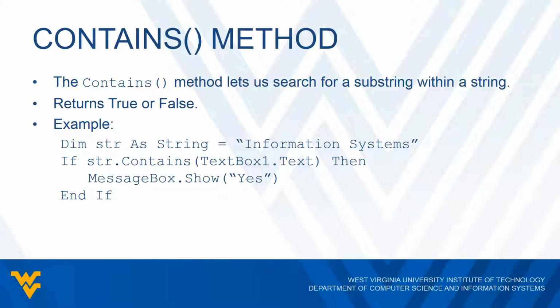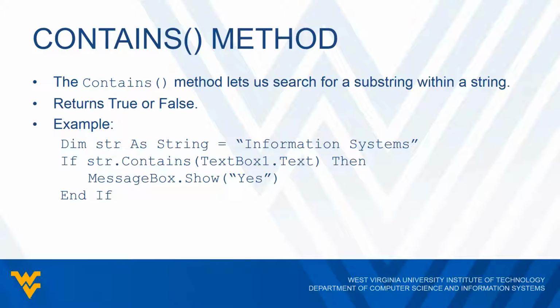So let's take a look at a simple example of how we would use this method. Let's say we have the following code. We have a string variable that has the string information systems, and then we have an if-then statement that calls the contains method. Here we have some text box, which we call TextBox1, so we're going to have the user enter some text that's going to get stored in the text property of TextBox1. If whatever the user enters is a substring of the string information systems, then we're going to display a message box and show the string yes. And if it's not the case, then nothing's going to happen.